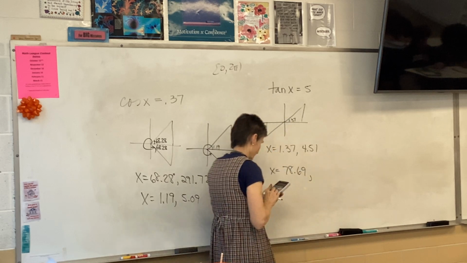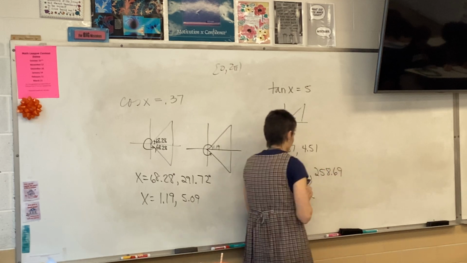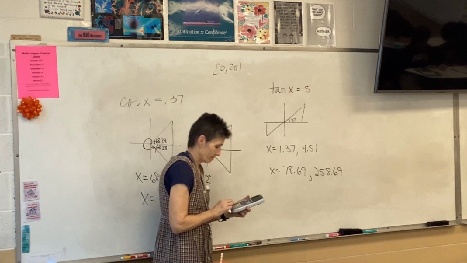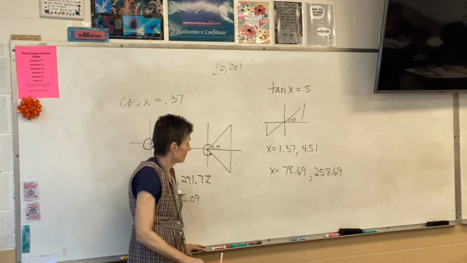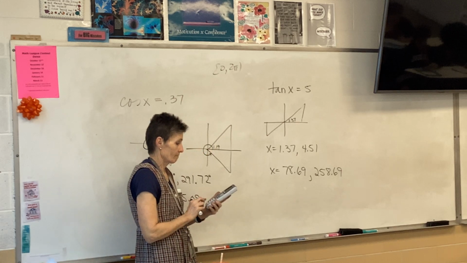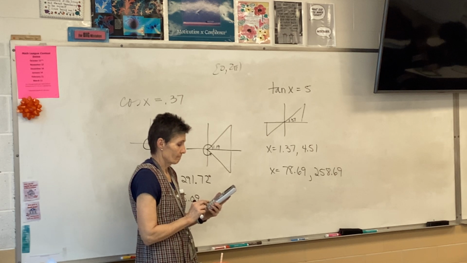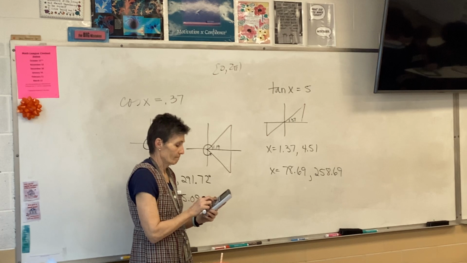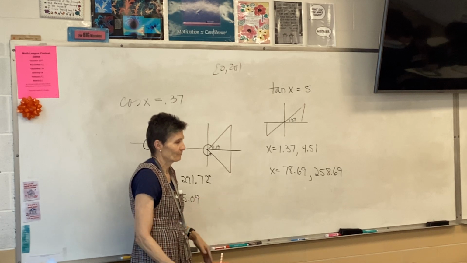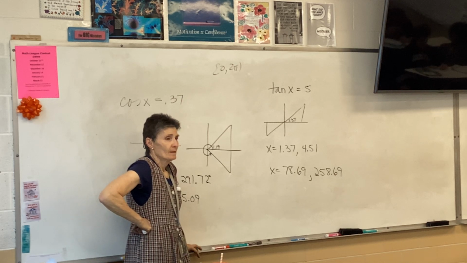Wait, how do you get that? Wait, what did you type on your calculator again? So we got 0.7? Is it 78.7 plus 180? And then 78.6, that's 0.7, rounding up. Yeah, it's because I typed it in wrong. How did I type it in?